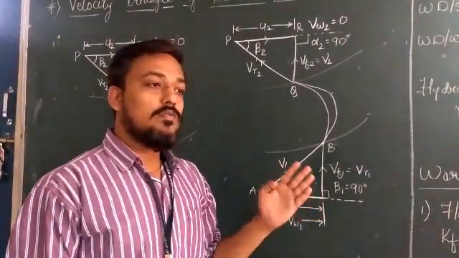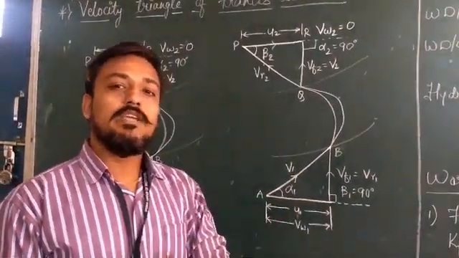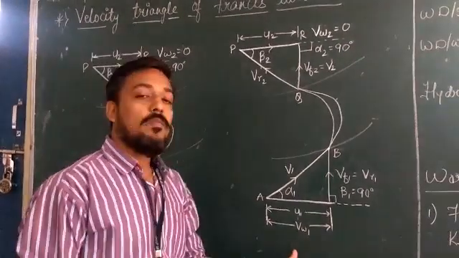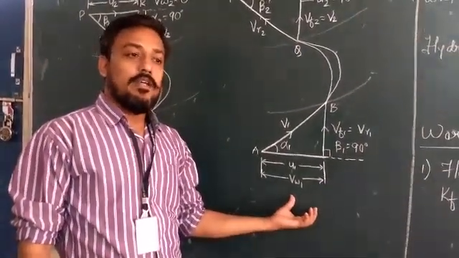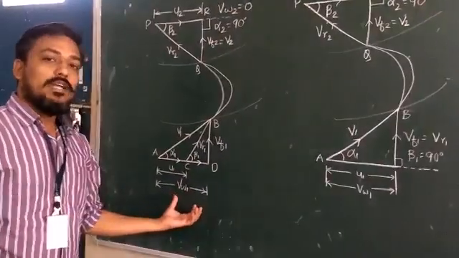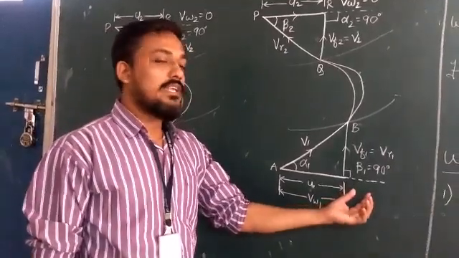So according to that degree of reaction, we have the different types of runner: slow, medium and fast runner. In the case of the modern Francis turbine, we have the medium type runner, and in the case of the old Francis turbine, we have the slow type of runner. Here the value of beta 1 is 90 degrees.